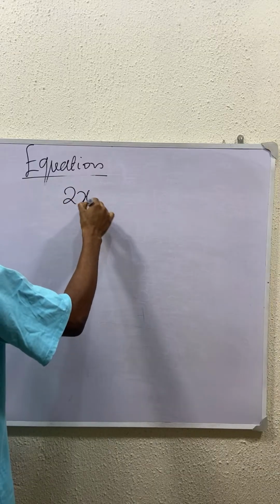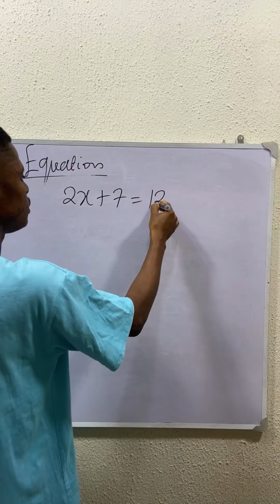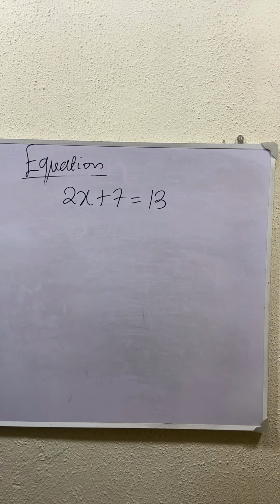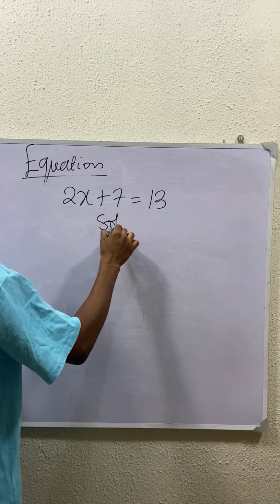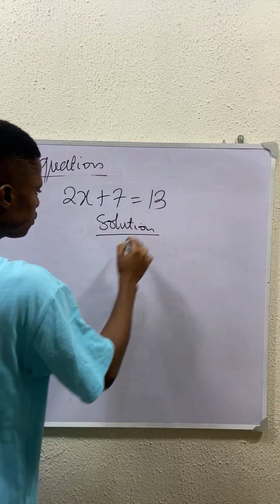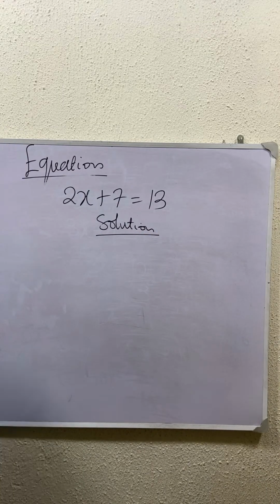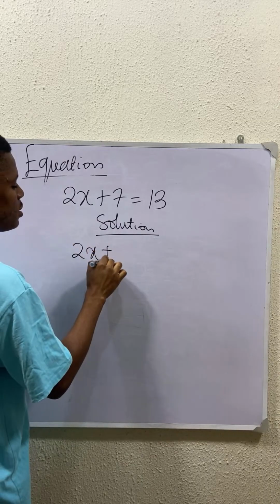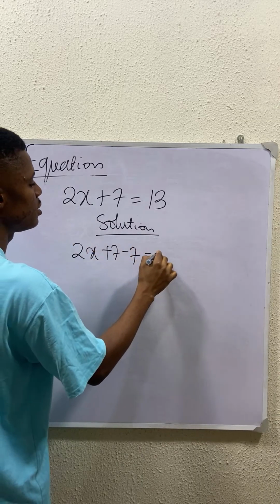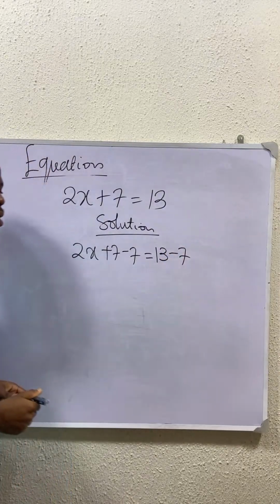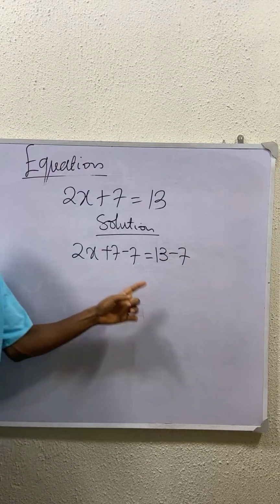We have 2x plus 7 is equal to 13. We are trying to find the value of x that can satisfy the given equation. So when you have this, we have 2x plus 7 take away 7 is equal to 13 take away 7. So 7 minus 7 is 0.